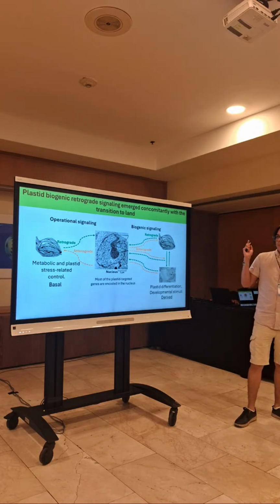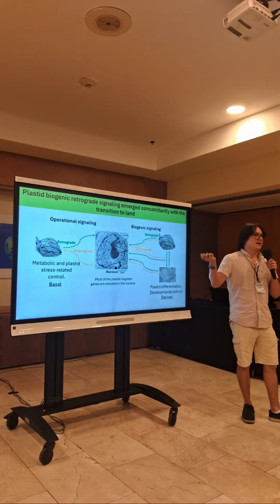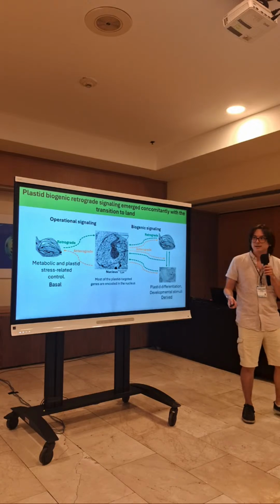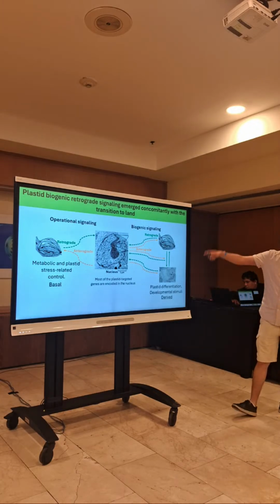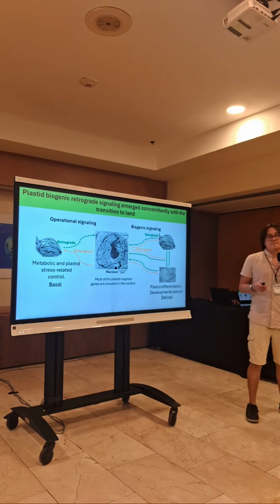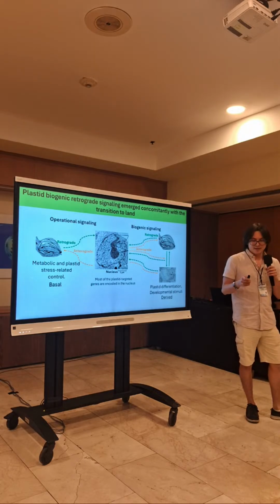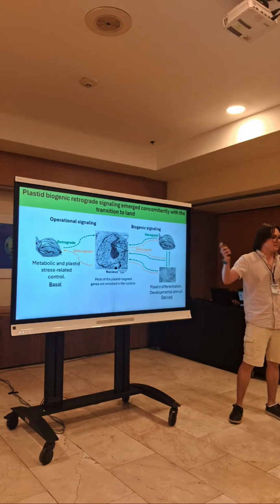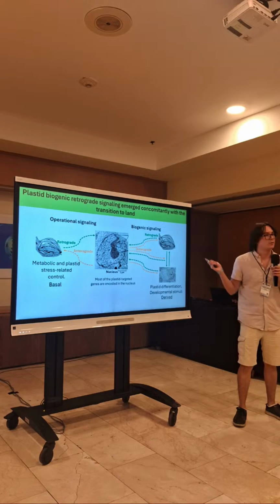Now, we have two subdivisions of retrograde signals. We have operational signaling when they come from already mature plastids, such as chloroplasts, amyloplasts, etc., whereas the biogenic signals come from developing plastids. And as you can see in this scheme, these signals are involved in different processes.